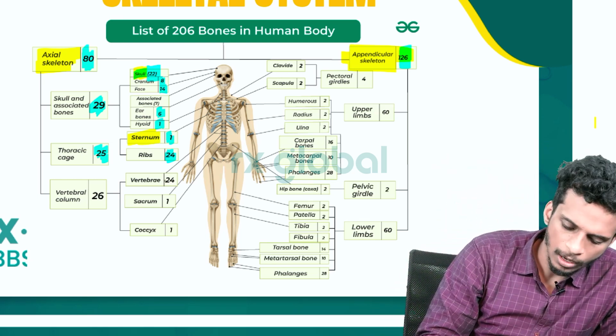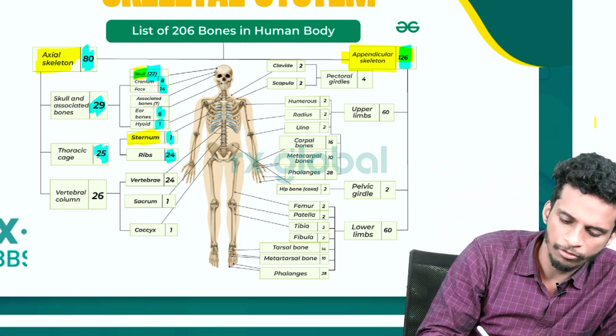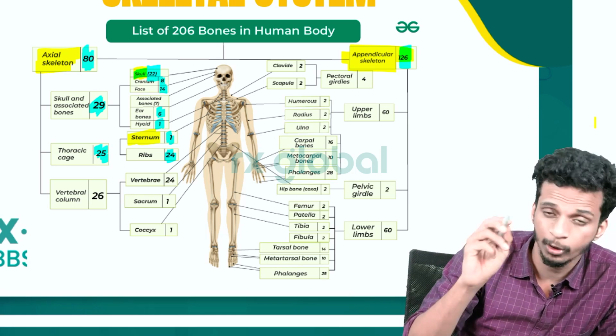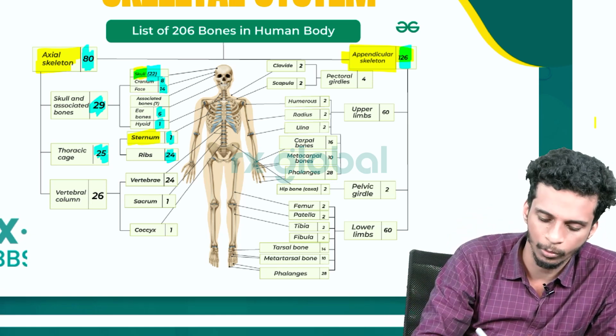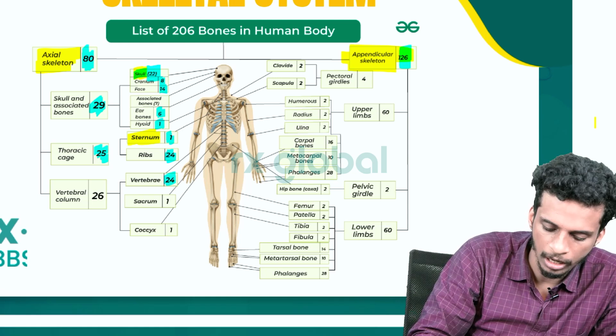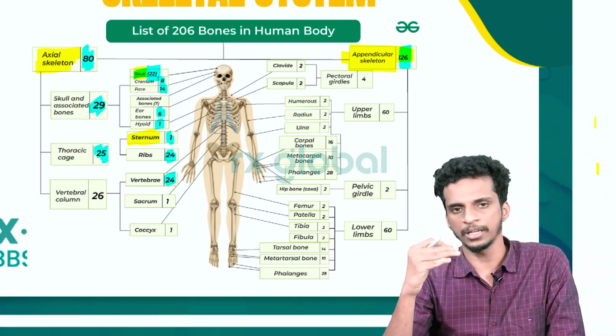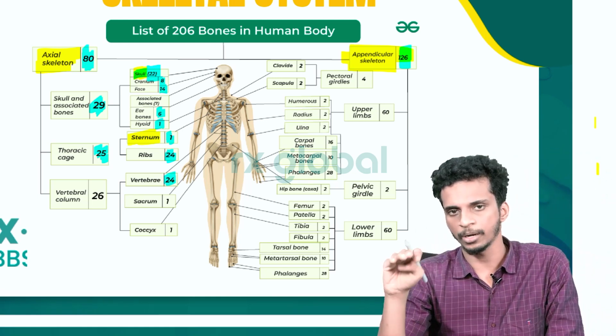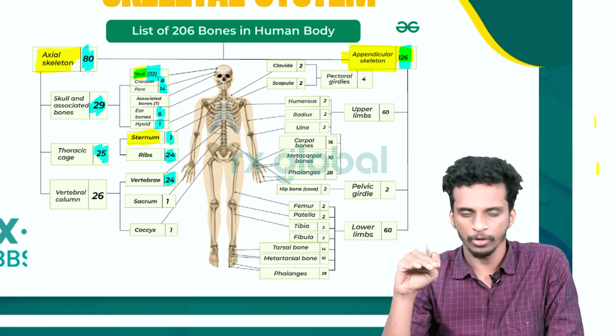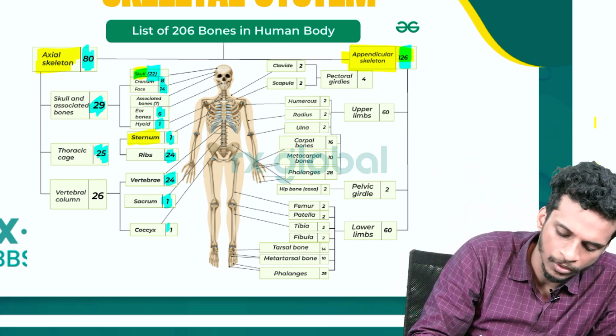So, altogether, I have 24 vertebrae. Altogether I have cervical plus thoracic plus lumbar, which makes 24 vertebrae. Then I have one sacrum and one coccyx.